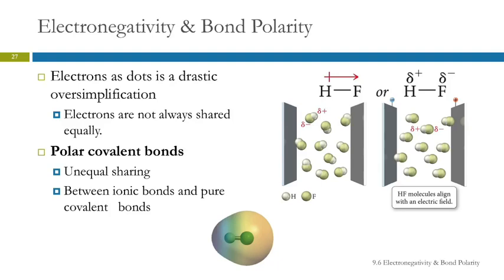So this unequal sharing ends up being an unequal distribution of charge. And so the hydrogen end of this molecule is going to be a little bit positive, and the fluorine end is going to be a little bit negative. It's not an ionic bond. The electron has not been transferred from hydrogen to fluorine. They're sharing it, but just not very fairly.